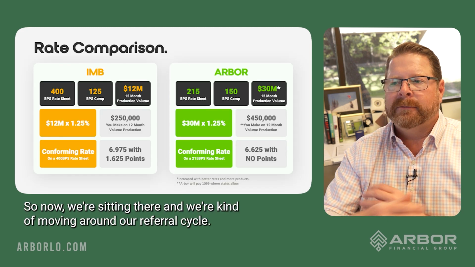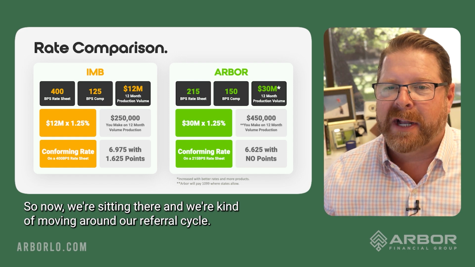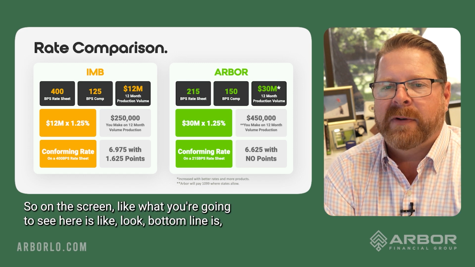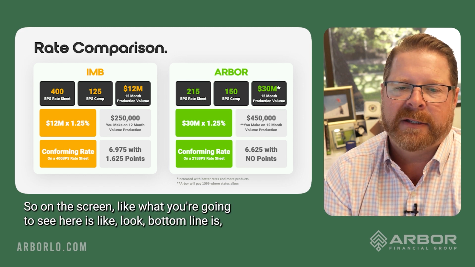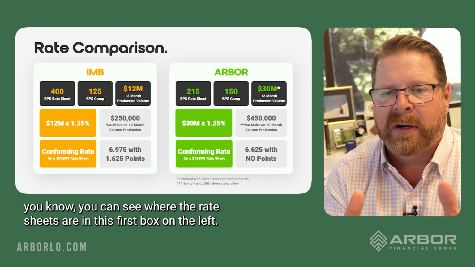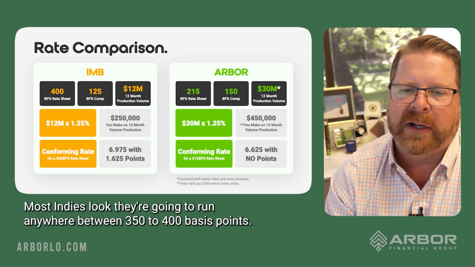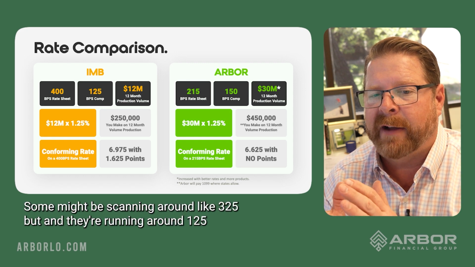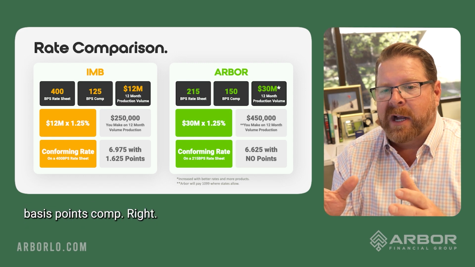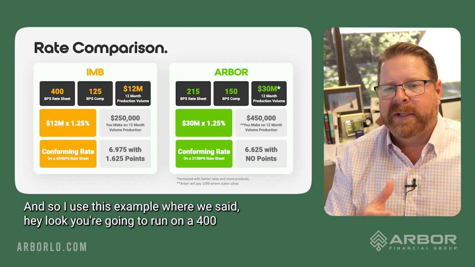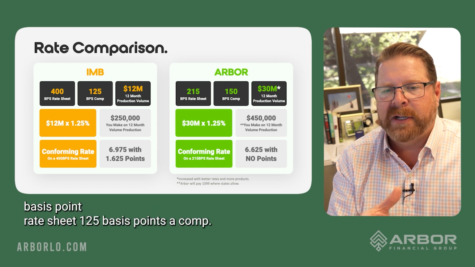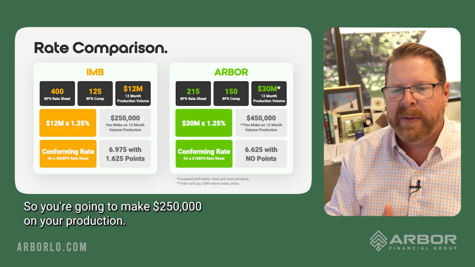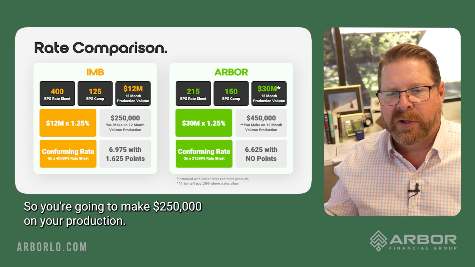All right, so now we're moving around our referral cycle, right? And we come into the rate quote part of the house. On the screen, you can see where the rate sheets are in this first box on the left. Most IMBs are going to run anywhere between 350 to 400 basis points. Some might be skinny, around 325, and they're running around 125 basis points comp, right? So I used this example where you're going to run on a 400 basis point rate sheet, 125 basis points of comp, and you're going to do 20 million a year. So you're going to make $250,000 on your production.